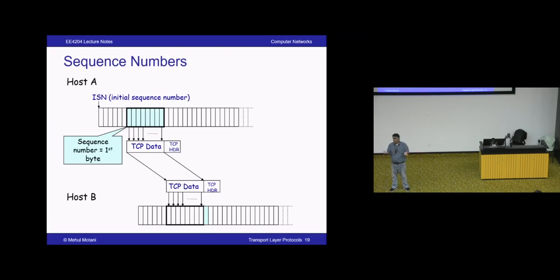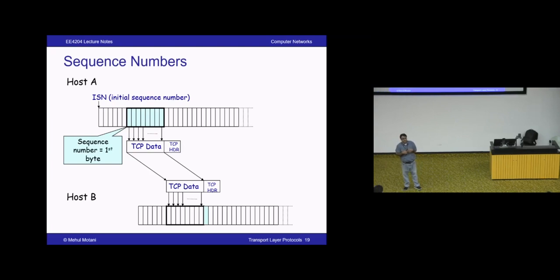Now, that seems reasonable, but for practical reasons, we don't do that. All right? We don't set the sequence number of the first byte to 0 or 1. Okay? We set it to something called the initial sequence number. It's almost like a random quantity chosen by the sender.